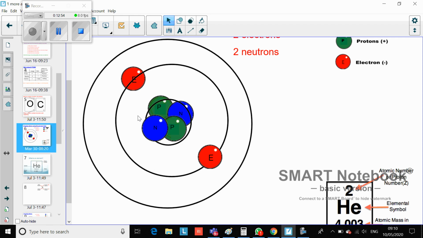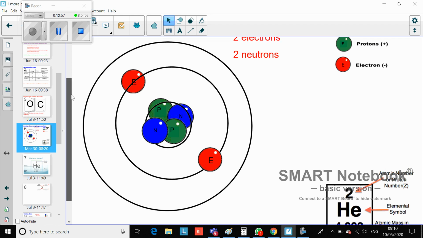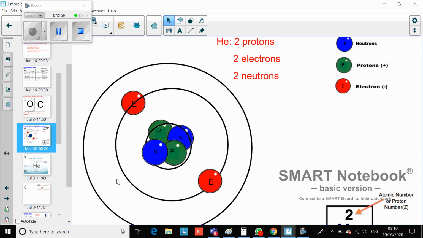Now, a couple of little pointers here which you're going to learn later on. The electrons have to be in these shells. The nucleus is contained within the center. The first shell can have 2. Once it's got 2, it's filled, and then they have to go to the next shell.